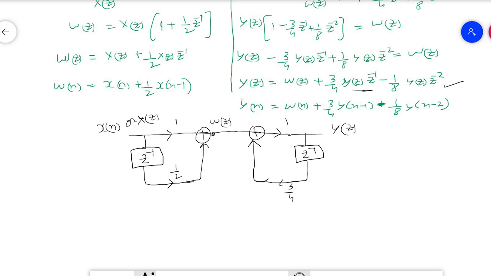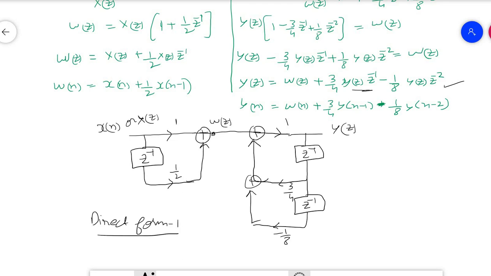Now after that, y(z) z minus 2. So again z minus 1, minus 1, minus 1, that converts into minus 2, and minus 1 by 8. Place an adder here and the realization is complete. So this is my direct form 1 realization.